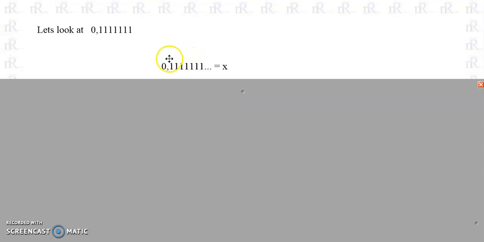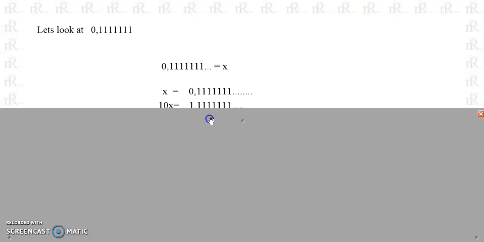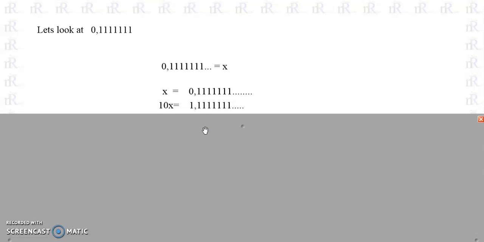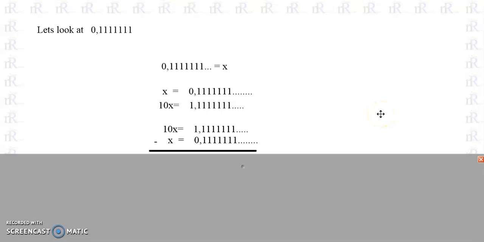So that will be multiplied by 10 this side. I must multiply by 10 on that side. So 10x is equal to 1,11111111. Now you would agree with me if I do a subtraction that the following will take place. If I subtract these from each other, I will have a bunch of zeros. So let's look how that will happen. Remember, we always subtract the smaller number from the bigger number.